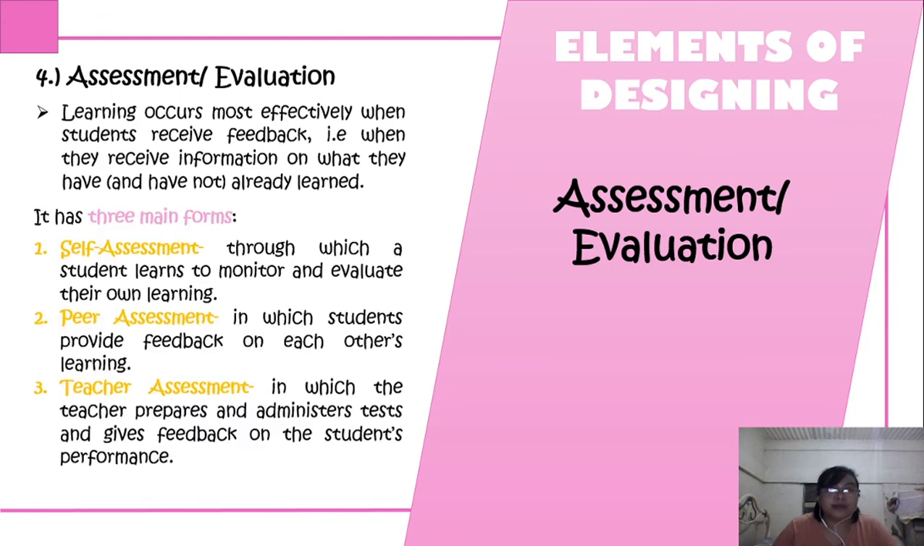Lastly, the last element of designing a curriculum is the assessment and evaluation. For the assessment or the evaluation, learning occurs most effectively when students receive feedback. In other words, when they have received information on what they have or have not already learned. So assessments and evaluation are essential for students to learn effectively. The process by which the information is generated is what we call the assessment. It has three main forms. First is the self-assessment, through which a student learns to monitor and evaluate their own learning. In here, the student will become reflective and self-critical.